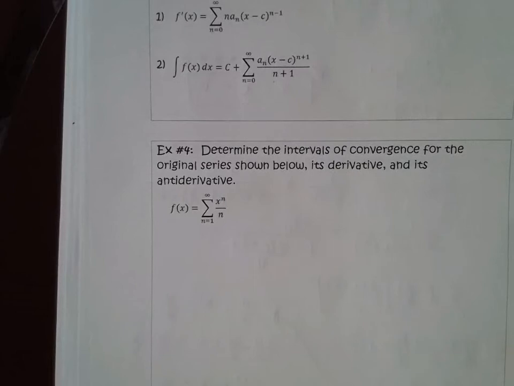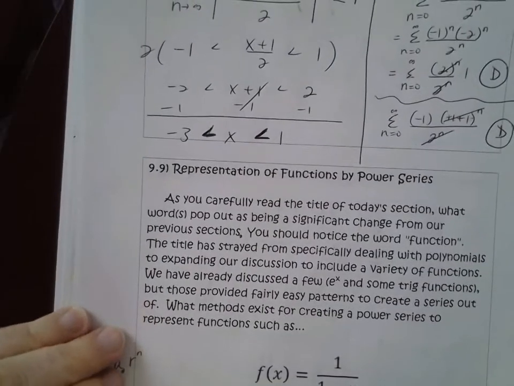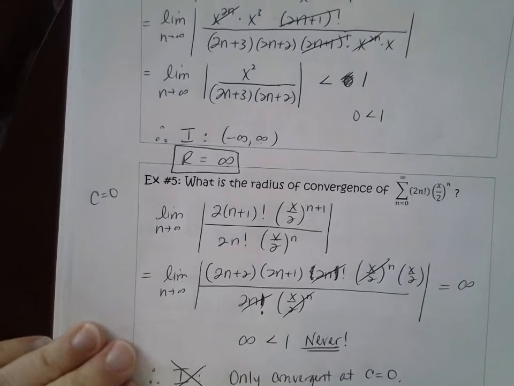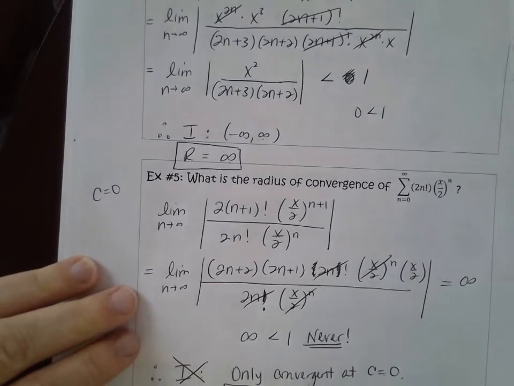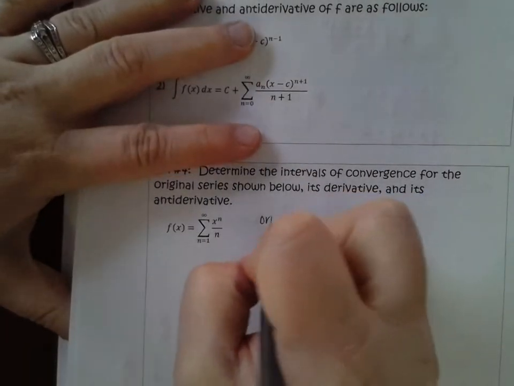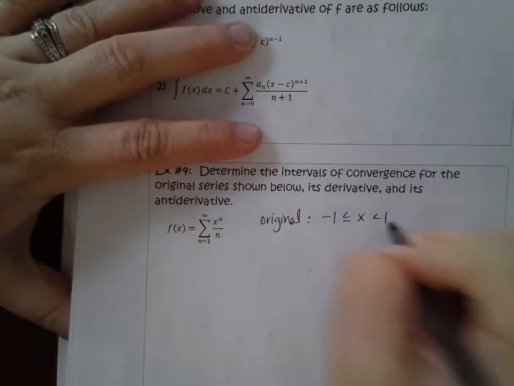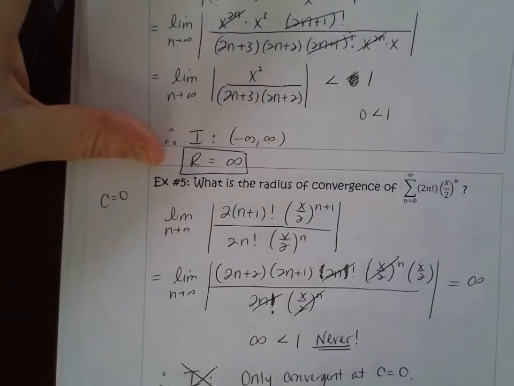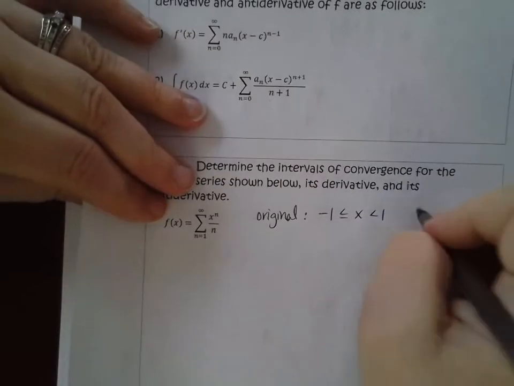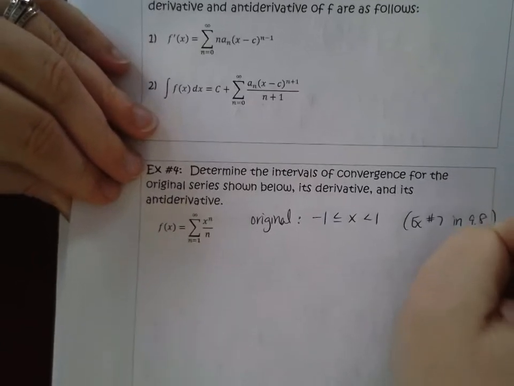Determine the intervals of convergence for the original, its derivative, and its antiderivative. Okay, so we did this question previously. I find it a few pages back. Negative 1 to 1. So the original series had an interval of convergence of negative 1 less than or equal to 1. This was exercise number 7 in 9.8. Okay.